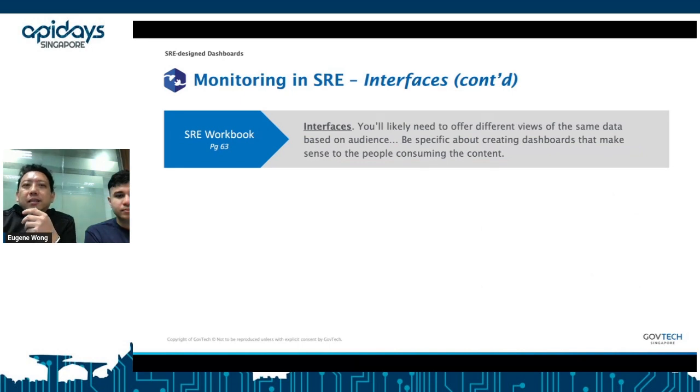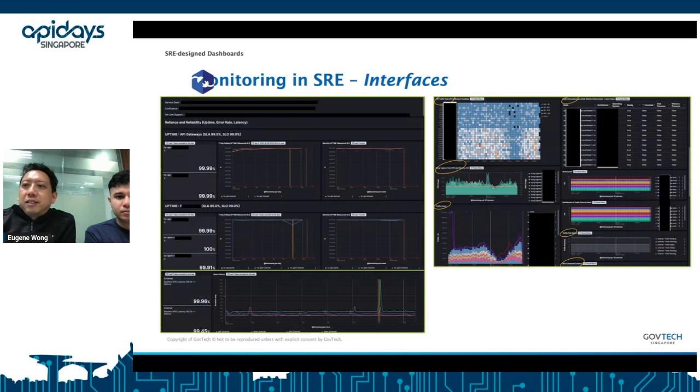Okay, the first principle which we will deep dive into is interfaces. So the same data is actually displayed differently to different audiences, and in Apex we actually create dashboards which show that. For instance, in these 2 dashboards, the left side shows the end-to-end traffic latency health, whereas the right side is a more deep dive into the individual components which make up the end-to-end systems, which is used by the engineer which is responsible for troubleshooting.